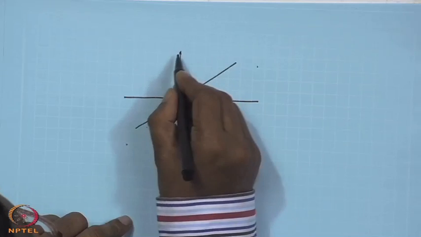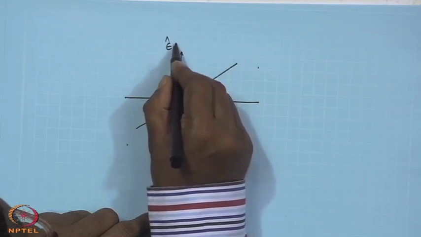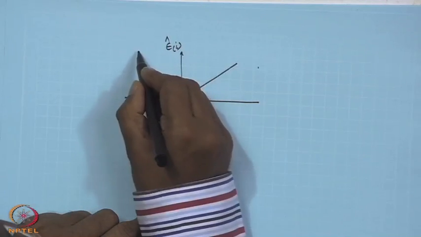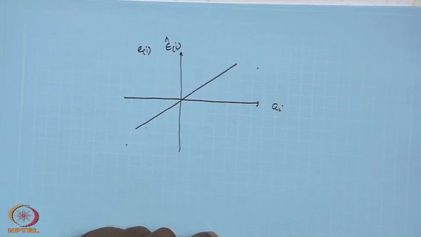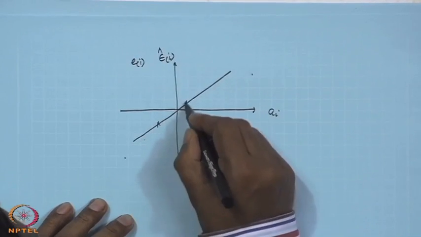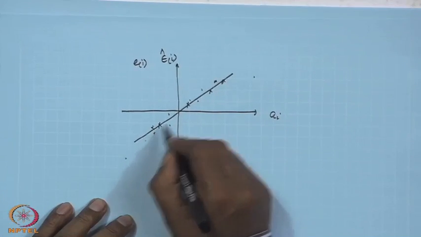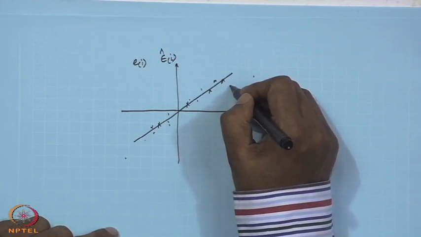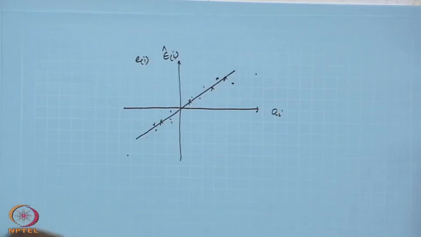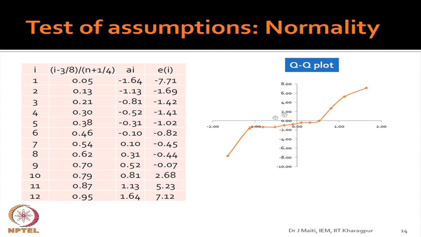Suppose on this side I write epsilon i or ei, and on this side is the z value, what we are calling ai here. So the points should lie on this line or go around it, and if you get this type of plot, then the normality assumption is satisfied, otherwise not. In this particular figure we found that it is really not normal, our y values are non-normal, so the errors also show this non-normality.